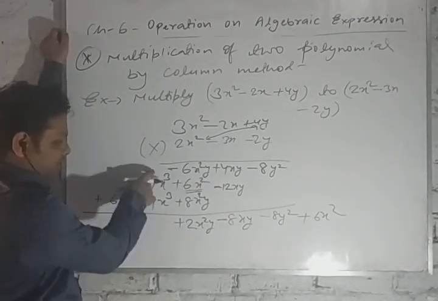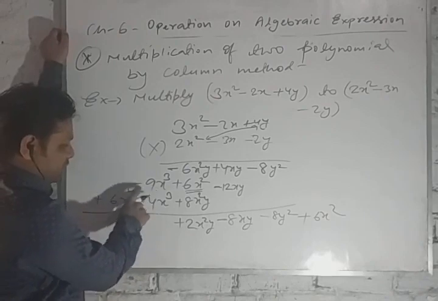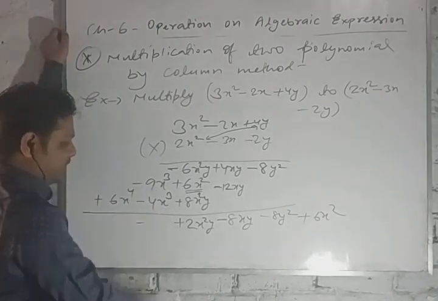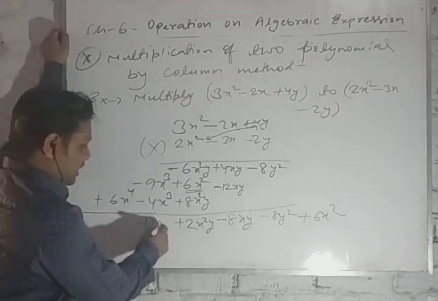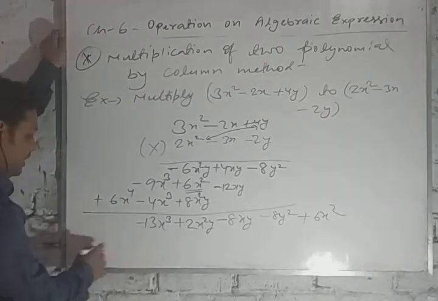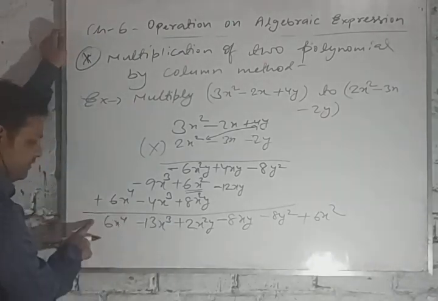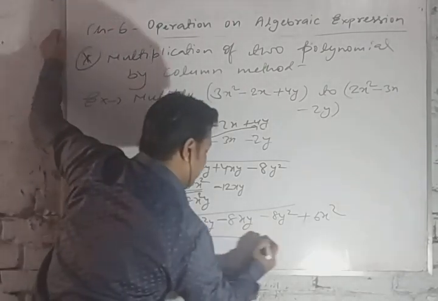Okay. Now this one is matching. And which one is greater? This one. So we will write the minus sign, and minus times minus is plus, that is, we have to add. So 13x to the power 3, and the last one is 6x to the power 4. We will not add a plus sign. So this will be our answer.